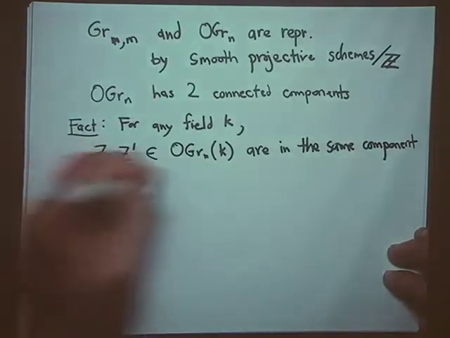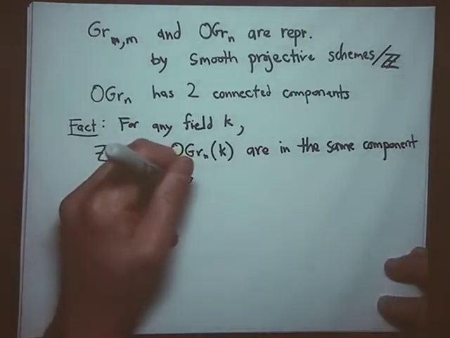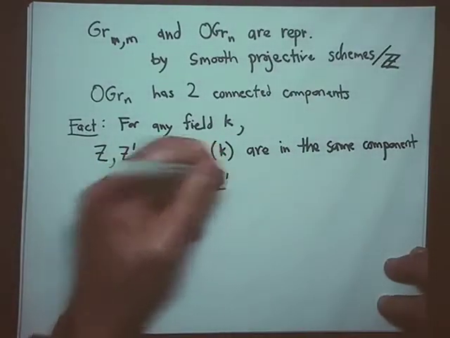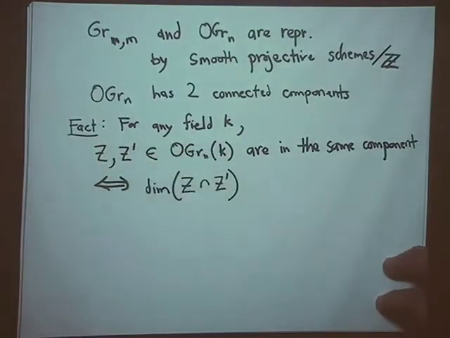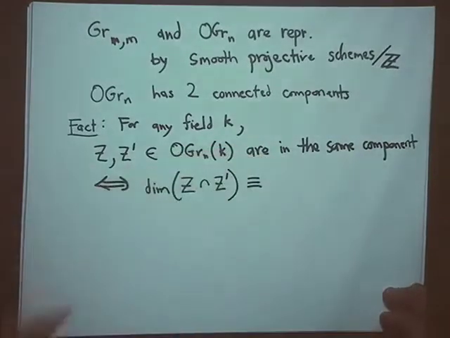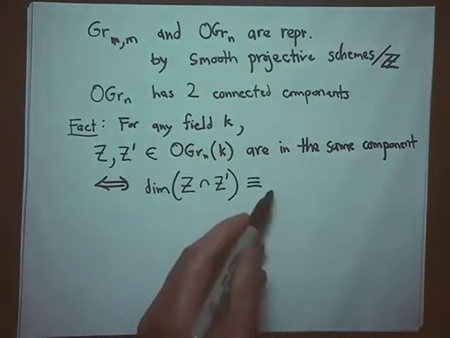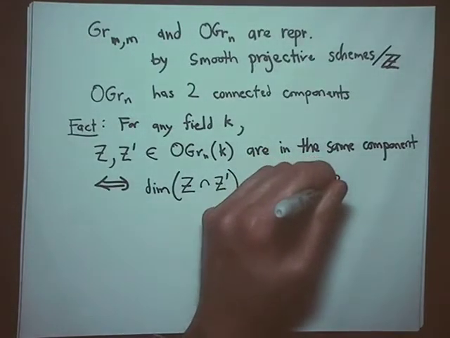If and only if, so it all depends on the dimension of their intersection. So if you take the intersection, you take the dimension of that vector space, well, that's going to be something between 0 and n. And the condition is, it depends on the parity. Now, what do you think I'm going to write here? What parity is going to make it so they're in the same component?